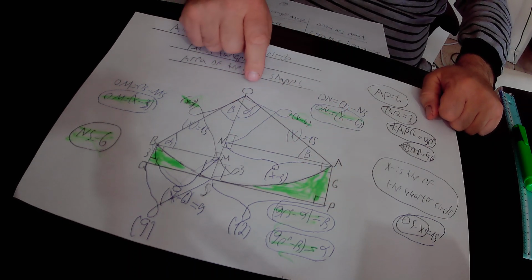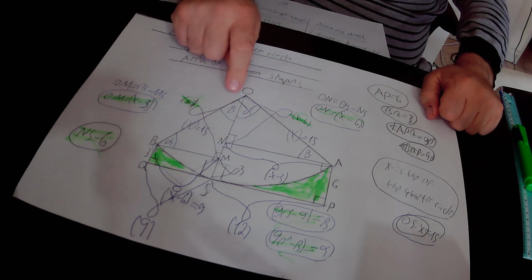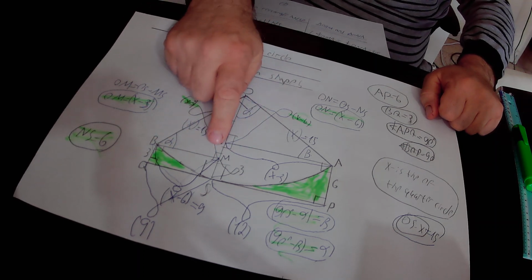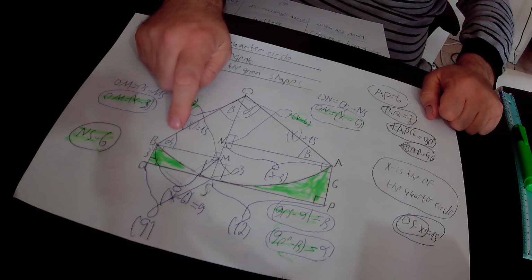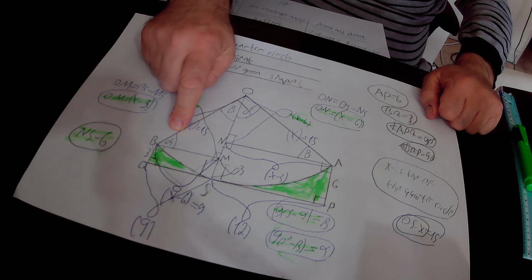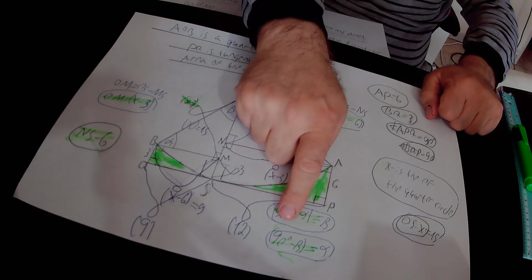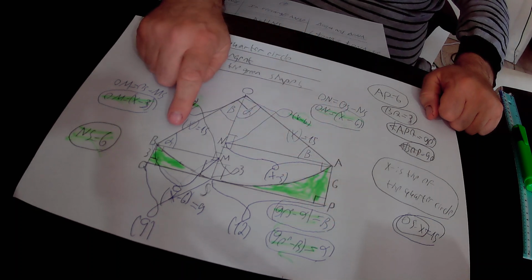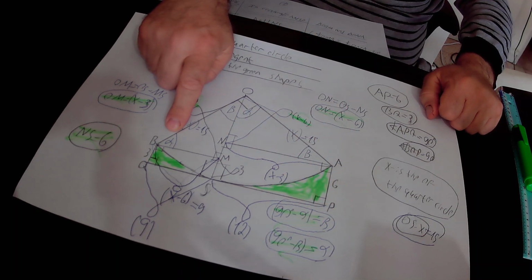So in the right triangle OMB, this angle equals beta and this angle equals 90 degrees. Therefore, the missing angle here must be equal to 90 degrees minus beta. But we already found out that 90 degrees minus beta equals alpha. Therefore, the missing angle here must be equal to alpha.